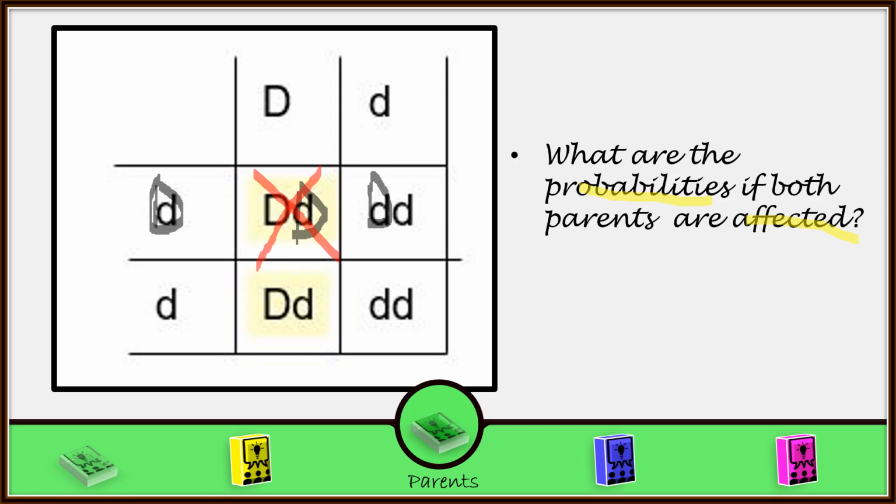That is 2/3 of their children will be affected. This one will be affected. This one will also be affected. And this one will only be the normal child.